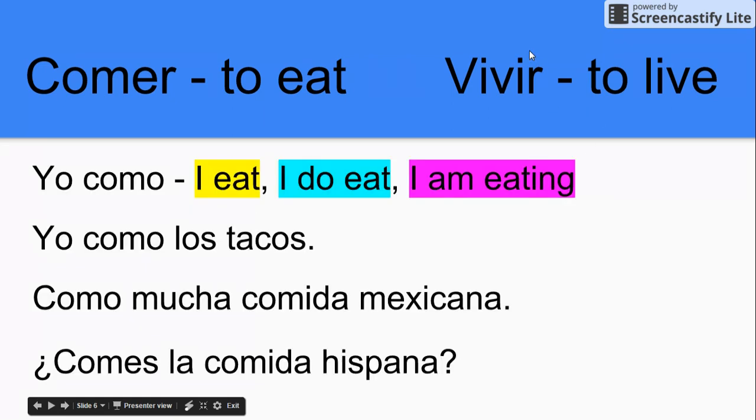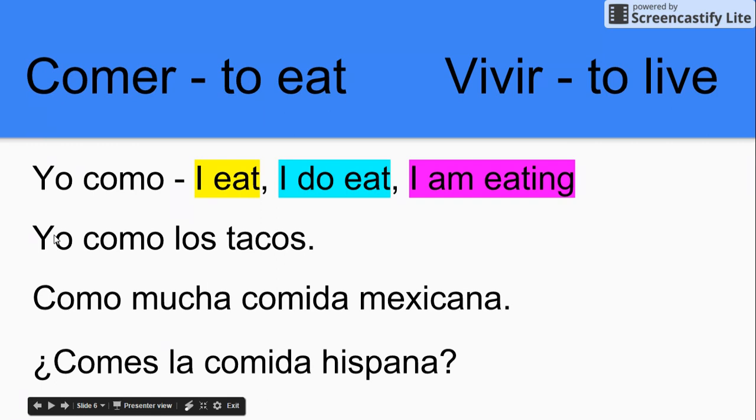Just like in the AR verb conjugations, the present tense has multiple meanings in English compared to the simple translation of the Spanish. Yo como can mean I eat, I do eat, and I am eating all simultaneously. Yo como los tacos. That could be interpreted as I eat tacos, or I do eat tacos, or I am eating tacos. And just like we saw with AR verbs, once we've already established who the speaker is, we don't necessarily have to include the yo every time because the verb itself indicates como, that's the yo form. So this yo could just disappear.